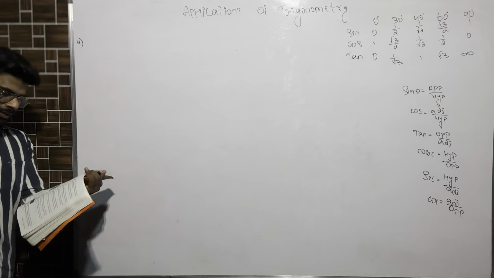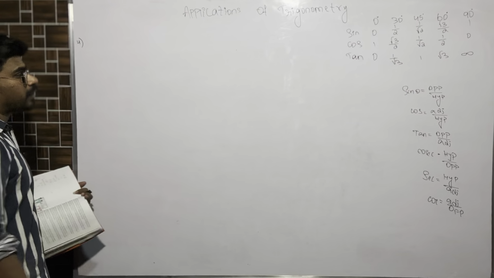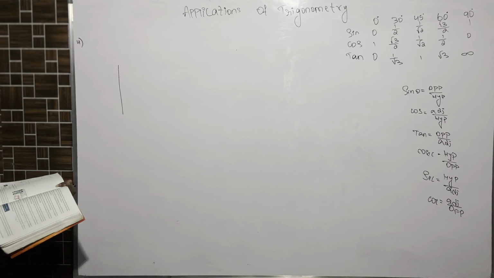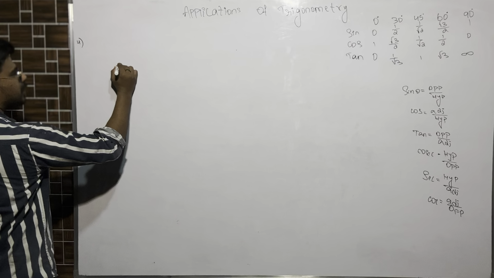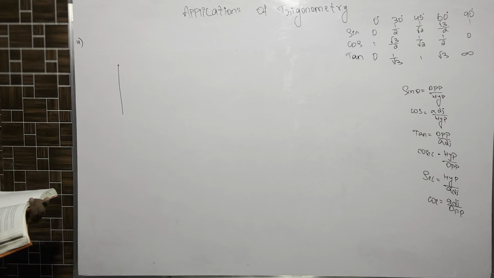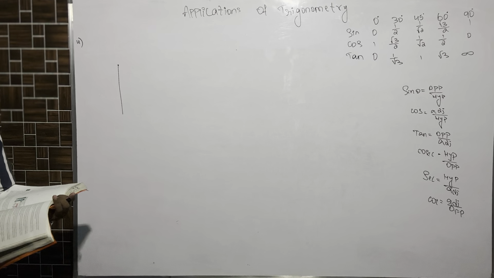From the top of the building, the angle of elevation of the top of the cell tower. One building is there. From the top of this building, look at this. From this point, we are looking at the top of the cell tower, and it is the angle of elevation.